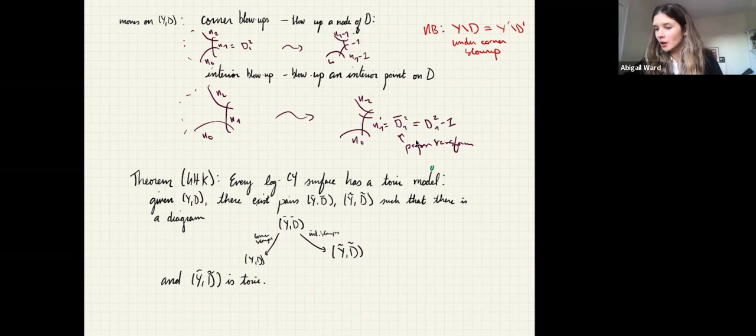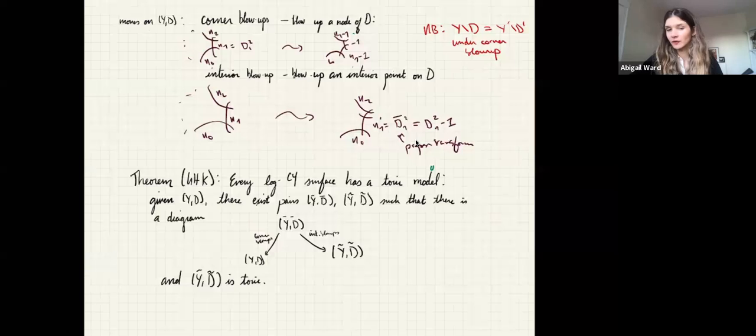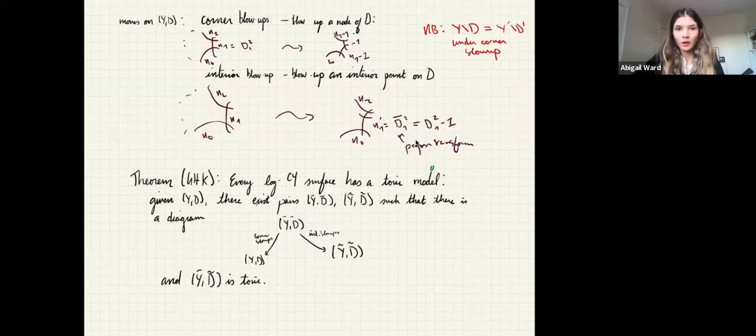So GHK, so Gross, Hacking and Keel showed that every log Calabi-Yau surface with maximal boundary has what's called a toric model, just meaning that given a pair, oh sorry, this should say with maximal boundary.